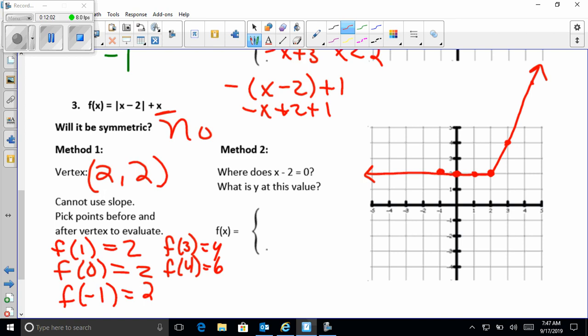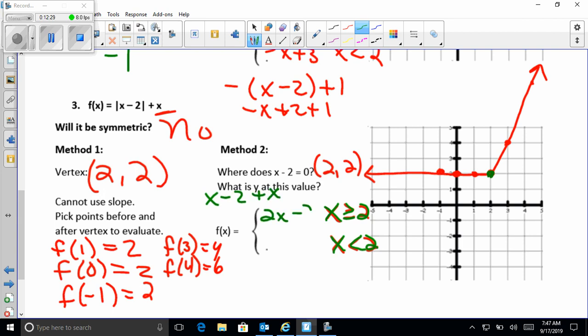If I use my piecewise, I'm going to use that vertex as my separating point, so I know it's going to be when x is greater than or equal to 2, or x is less than 2. Let me change the colors here. So I know this is still going to be the point where I'm starting. My function is going to be the positive x minus 2 plus x, which will be 2x minus 2. So if I'm graphing that as a line, I would start at (0, -2), go up 2, right 1, and so on. It gives me that side.